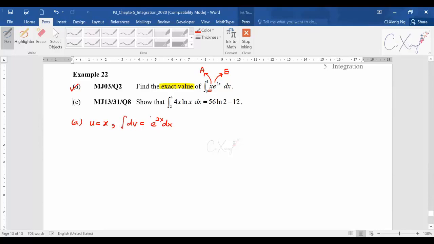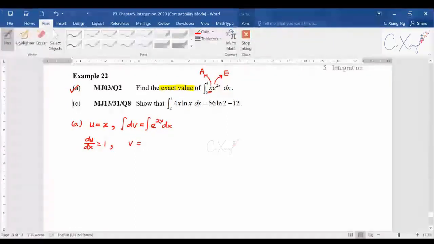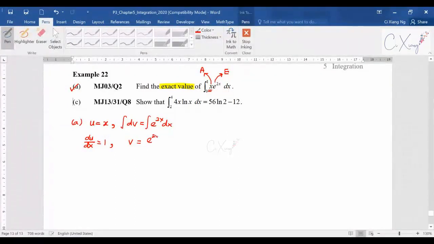This part I want to integrate, therefore I just put the integration sign. Differentiate u with respect to x, you have a 1, so du is dx. Integrate dv, you get v. Integrate e power 2x, you have e power 2x divided by the differentiation of the power, which is 2. So you put a 2 here. This is what I have for part A for now.